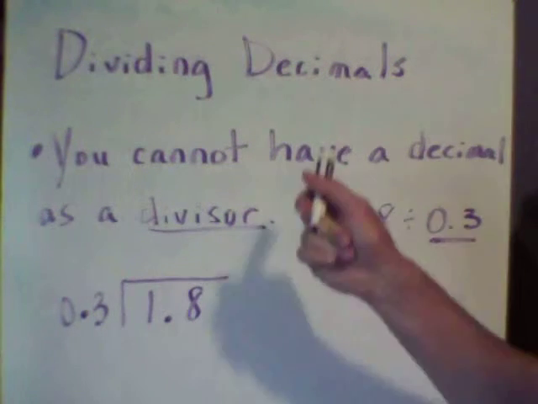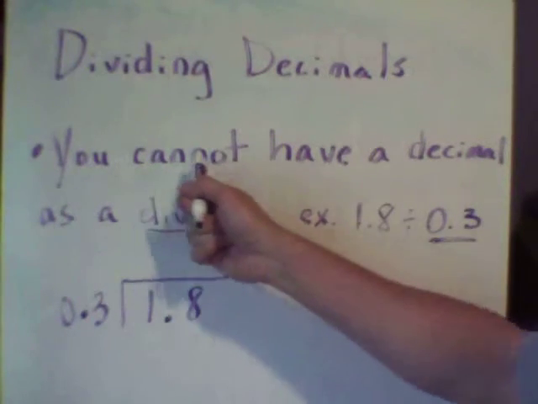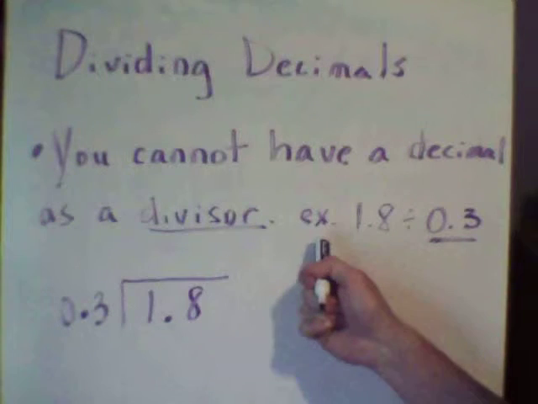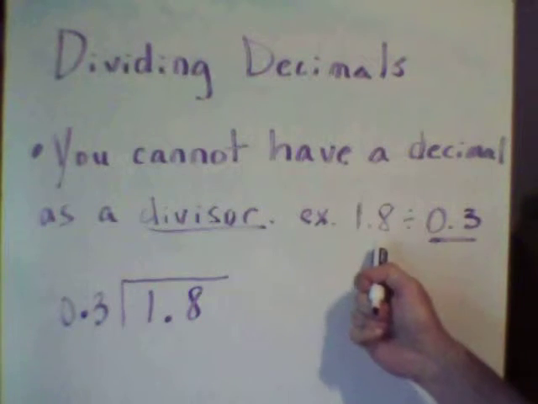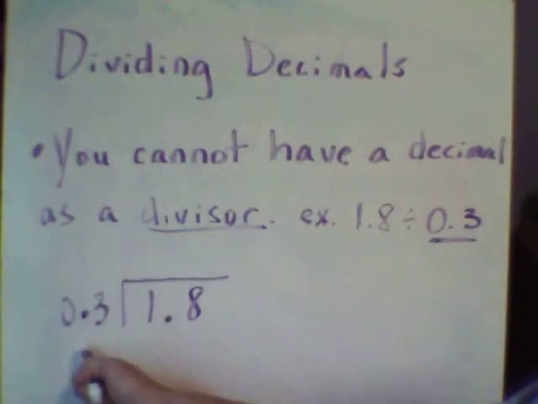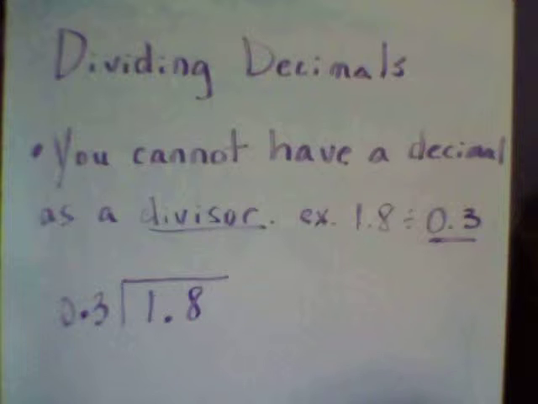Okay guys, today we are dividing decimals, and the main rule that you have to remember is that you cannot have a decimal as a divisor in the problem. And the example is 1 8/10 divided by 3/10. The number that's on the outside is the divisor. That number cannot be a decimal.